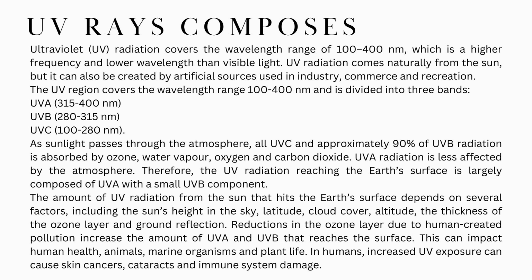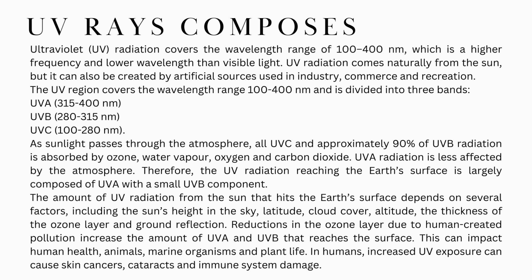As sunlight passes through the atmosphere, all UVC and approximately 90% of UVB radiation is absorbed by ozone, water vapor, oxygen, and carbon dioxide. UVA radiation is less affected by the atmosphere. Therefore, the UV radiation reaching the Earth's surface is largely composed of UVA with a small UVB component.